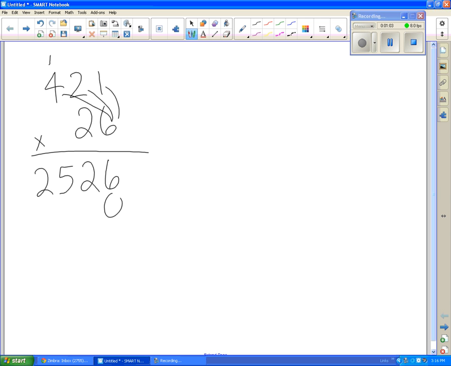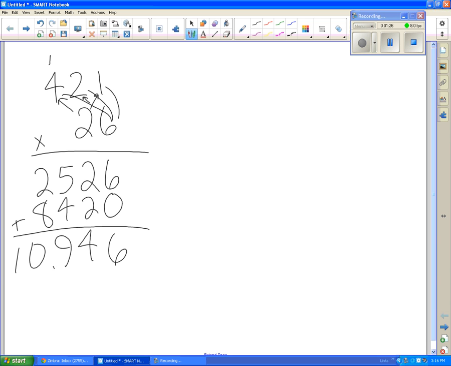But I would have to remember to put a 0 as my placeholder, and then I do 2 times 1, which is 2, 2 times 2, which is 4, and 2 times 4, which is 8. So I'd end up with two numbers, and then I'd add them. So I'd get 6, 4, 9, and then 2 plus 8 is 10. So my answer is 10,946.